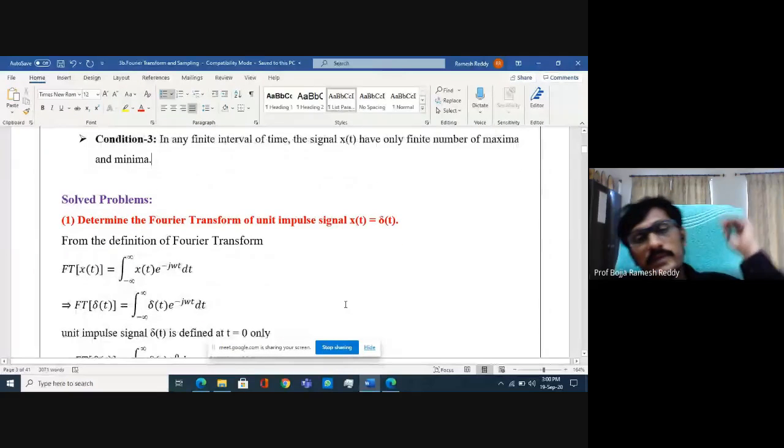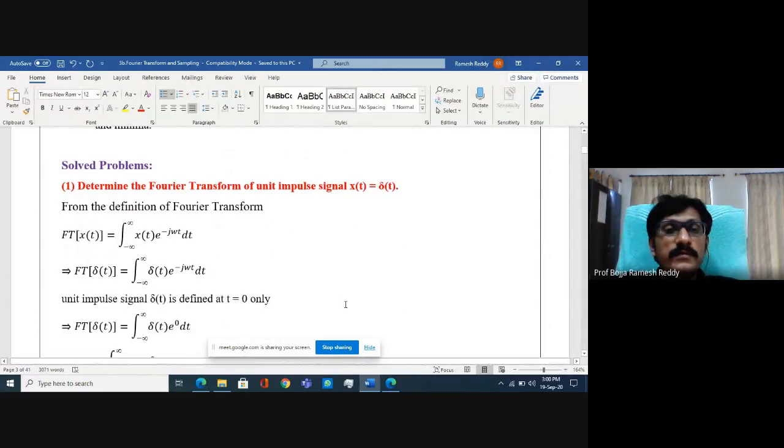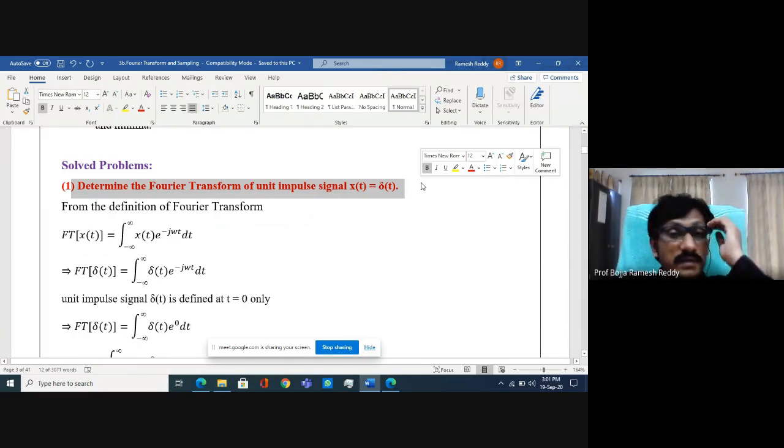Now we'll see basic problems. This is a fundamental problem and is a formula. Determine the Fourier transform of the impulse signal del of t. First, we have to know the procedure. Next, we have to know the formulas.